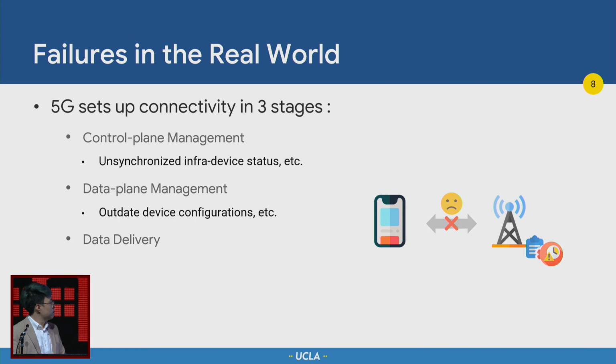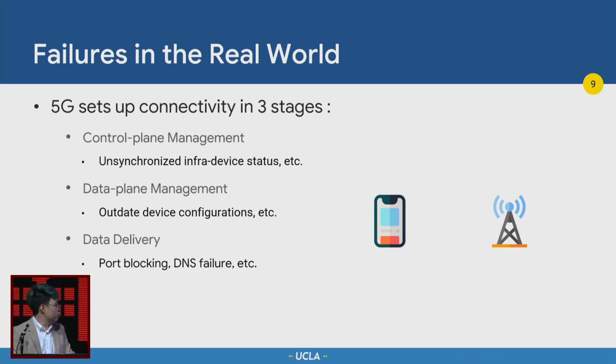And also, for the data delivery stage, port blocking issues and DNS failures are widely reported. Although you have successfully set up the control plane and data plane, a misconfigured firewall at the infra side could block some specific ports or traffic. Then the application, although your mobile phone shows signal bars and is successfully connected, still cannot get application traffic.